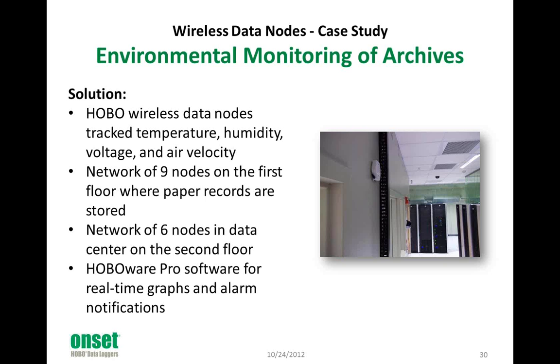I wanted to add this in just to show you that though we're mainly talking about the temperature and relative humidity kit, we do offer a wide range of nodes, so you can expand on that over time once you determine what you need to be monitoring throughout your facility. They used a network of 9 nodes on the first floor and 6 nodes on the second floor, and they were using the real-time graphs and alarm notification to monitor their system. And once again, adding on, they have more nodes than the 3 nodes that come with the kit, but you can get up to 100 nodes on a network.